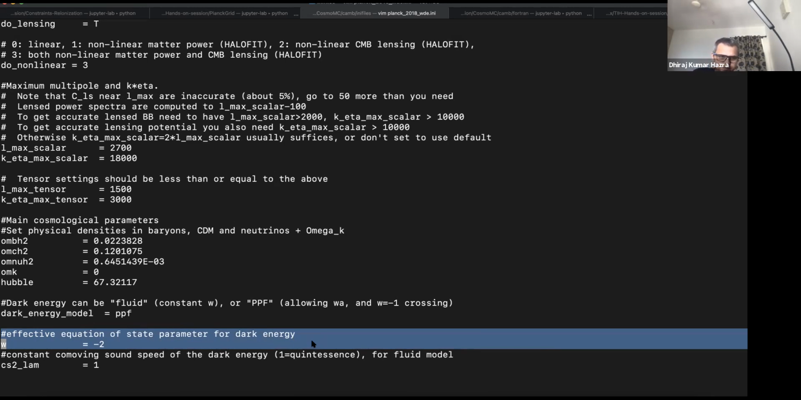I'm leaving my console open for 30 seconds. In the meantime, I would like all of you to follow what I am saying. Step 1, copy your planck 2018.ini to planck 2018 wde.ini. Step 2, change output root from baseline to WDE. And step 3, change the effective equation of state parameter for dark energy from W equal to -1 to W equal to -2.